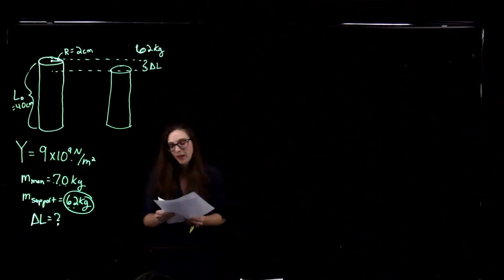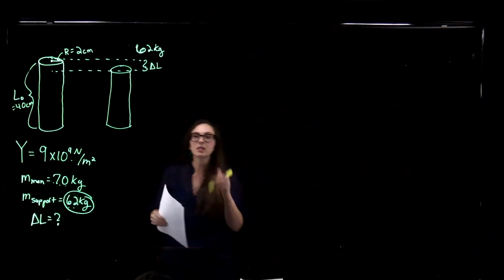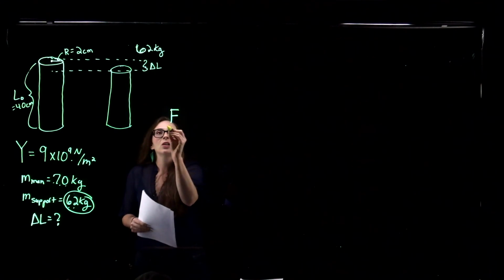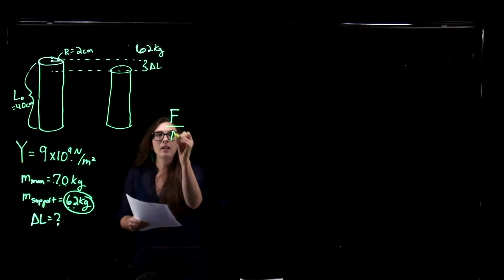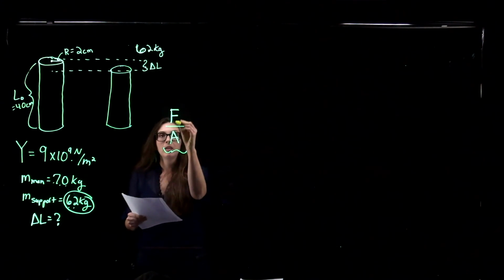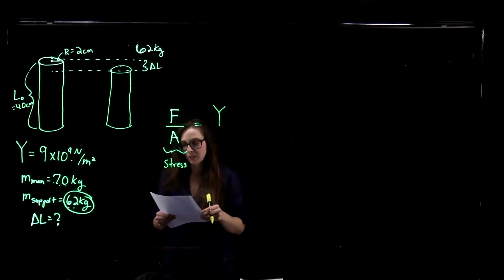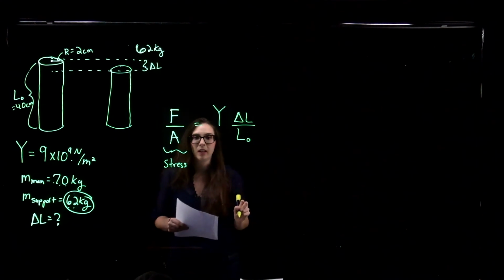To do that, we're going to use the equation for stress on a compressed object. We saw it earlier when I was going through the slides. That equation is the force applied to the material divided by the cross-sectional area to which that force is applied. This whole term, the force over the area, we're calling stress. And that equals our Young's modulus, this coefficient, times the change in length over the original length.